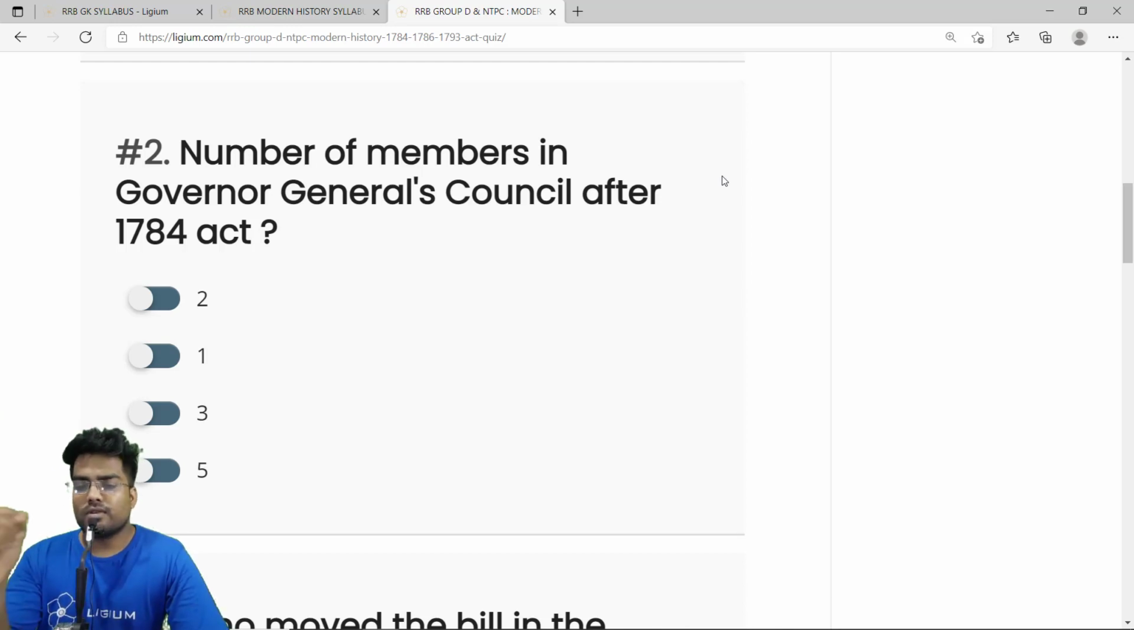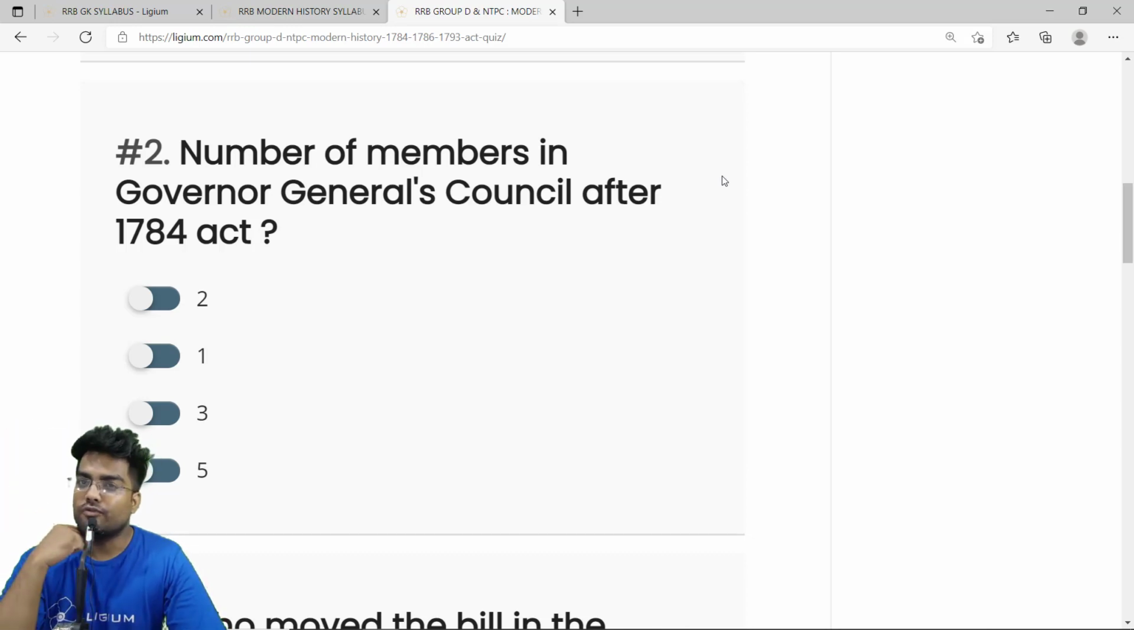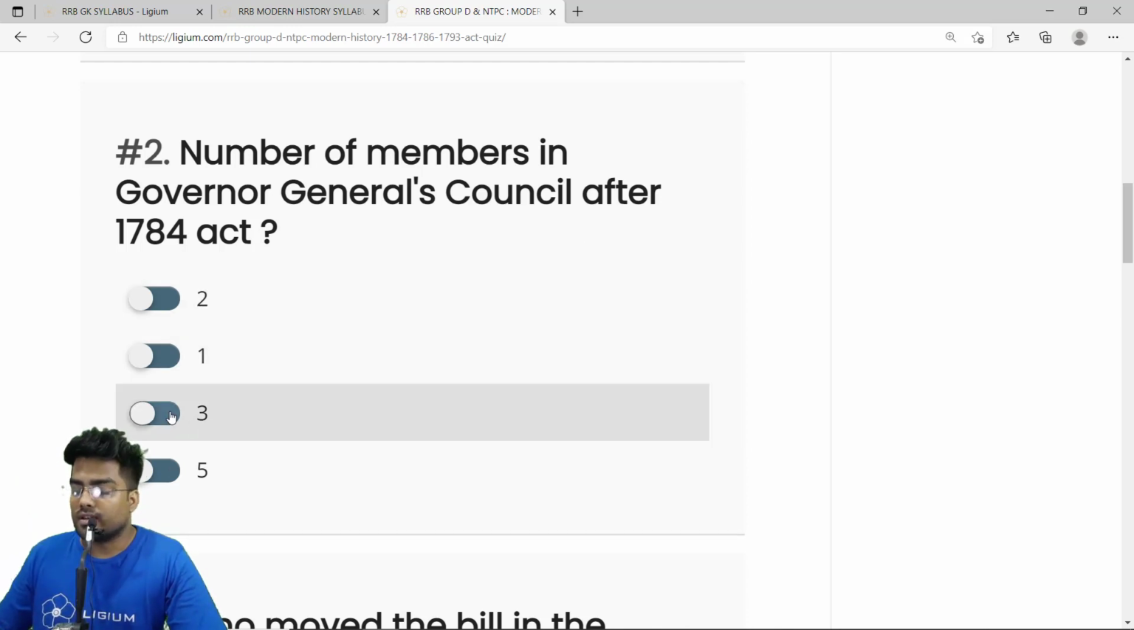Okay, so we have question 2, the number of members in Governor General's Council after 1784 Act. So there were around 4 members by the Regulating Act of 1773, if you don't remember it. So by the act of 1773, the earlier act, there were to be 4 members. Now it was reduced to 3 members. So the correct answer is option C, 3.